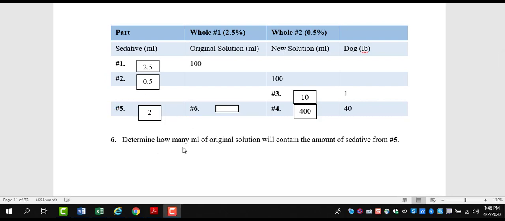So number 6, which is here, we have to determine how many milliliters of the original solution. So here's the original solution: 2.5 milliliters of the sedative in 100 milliliters of the solution there, the water, whatever. Medicine, water.